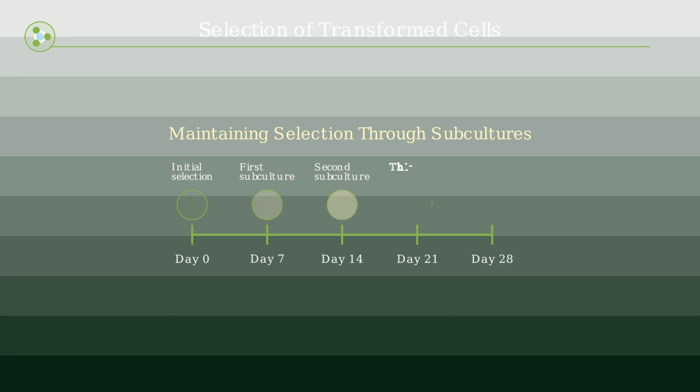In most cases, the resistance gene encodes an enzyme that inactivates the antibiotic or herbicide. The selection process isn't a one-time event. Selection pressure must be maintained through multiple subcultures over several weeks to ensure only truly transformed cells continue to grow. With each subculture, the proportion of transformed cells increases as any remaining non-transformed cells are eliminated. This process typically takes 3 to 4 weeks.